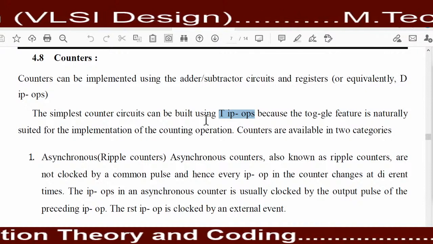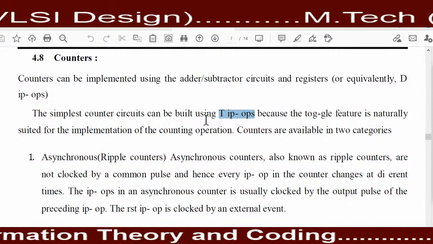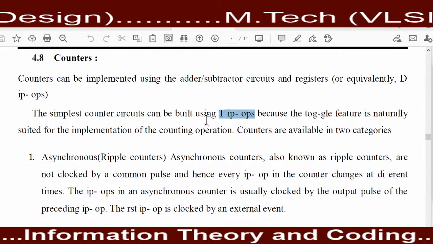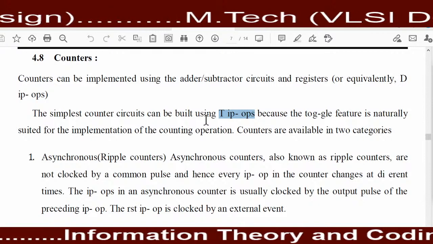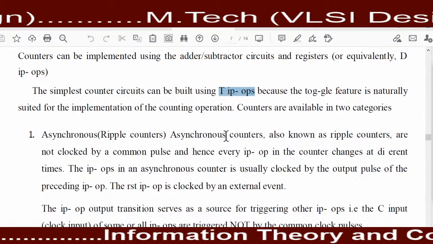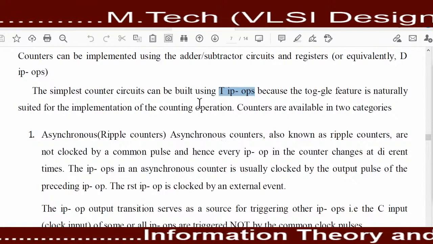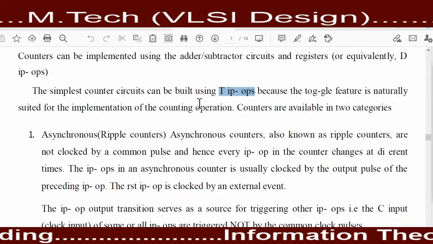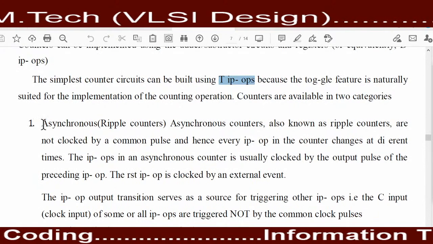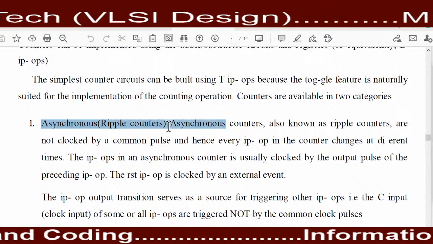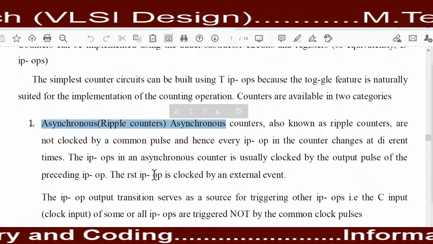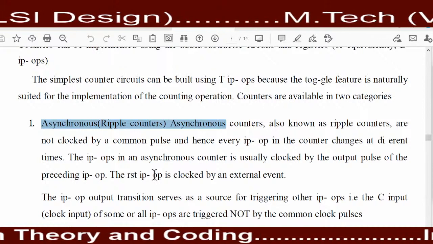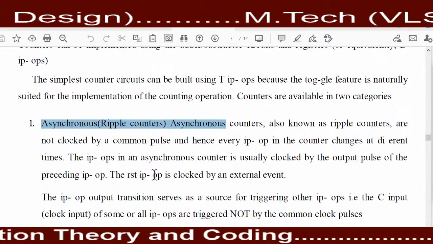Okay, so this feature exists in the T flip-flop, and for making any counter this feature is necessary. So for making any counter we always use the T flip-flop. Okay, so there are two types of counter. One is known as asynchronous counter. Asynchronous counter is also known as ripple counter.